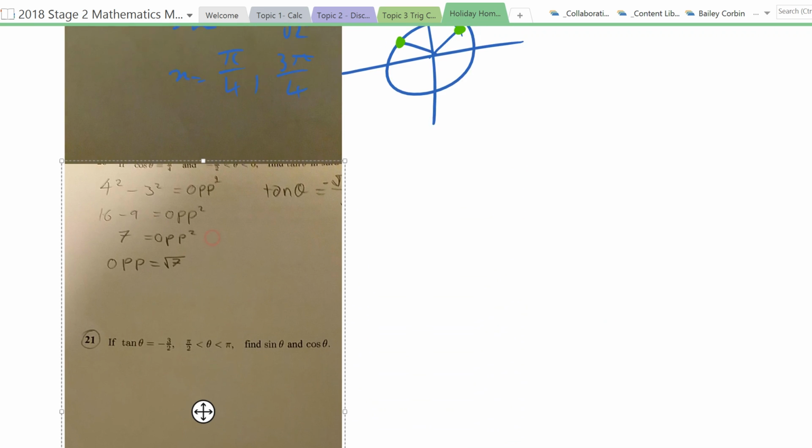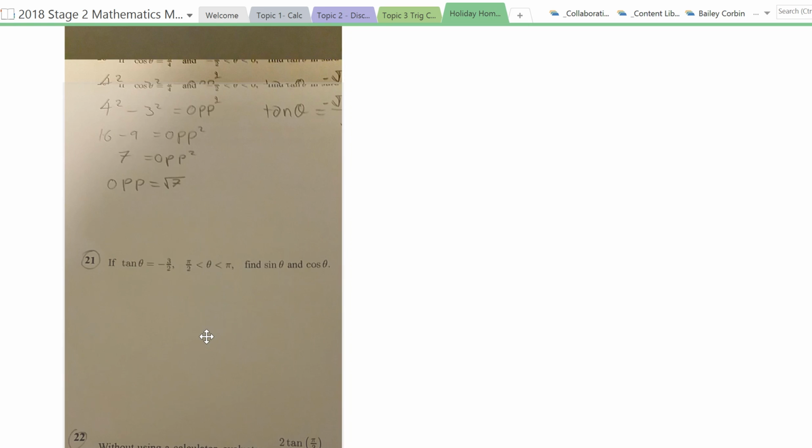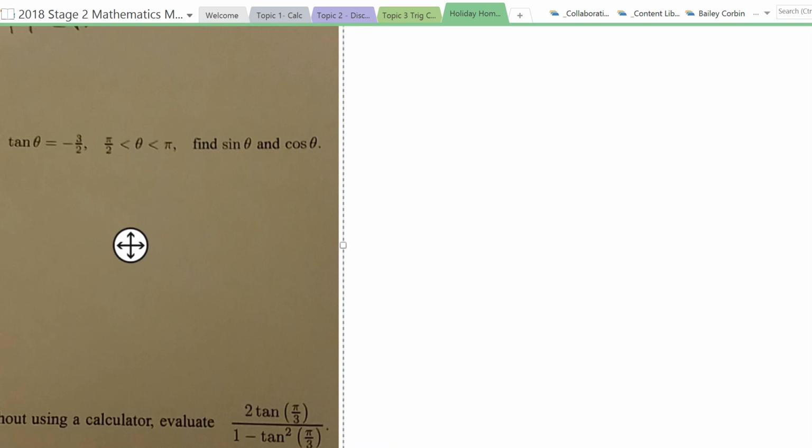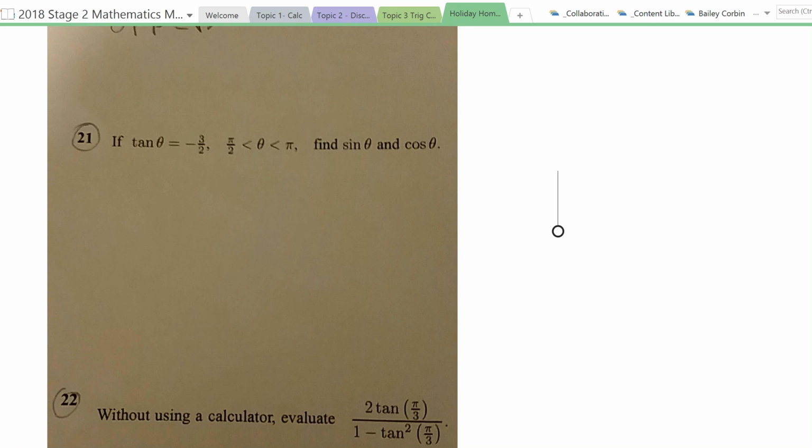Alright, let me just grab this one. If tan equals minus 3 on 2, find sine and cos. Alright, best way to do this is to think about a unit circle, but a scale model of one. So no longer a unit circle, but one that's been scaled up. And tan being minus 3 on 2 is opposite over adjacent.